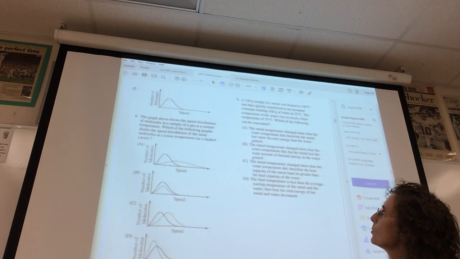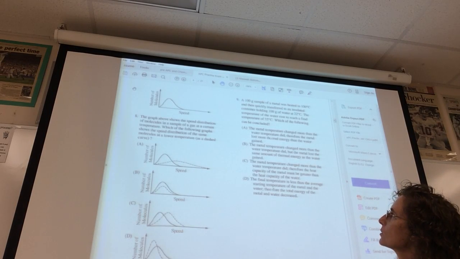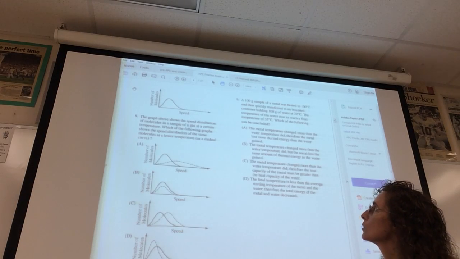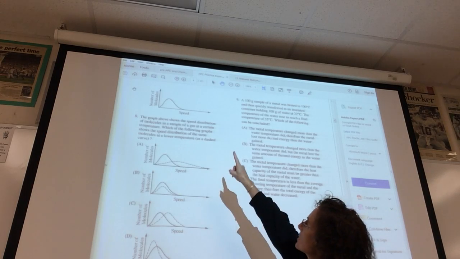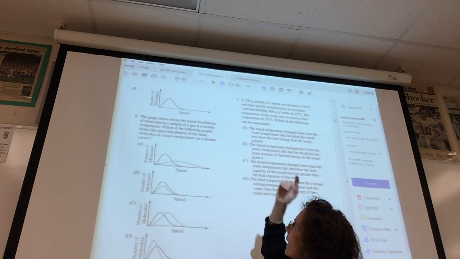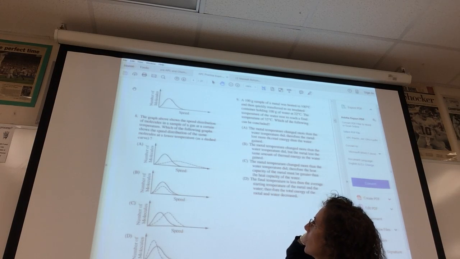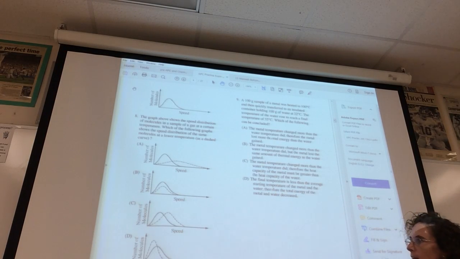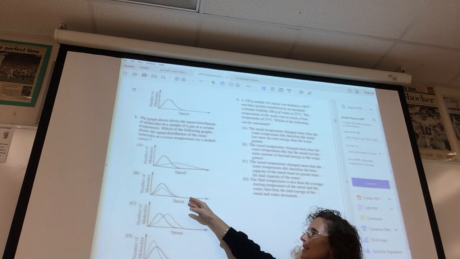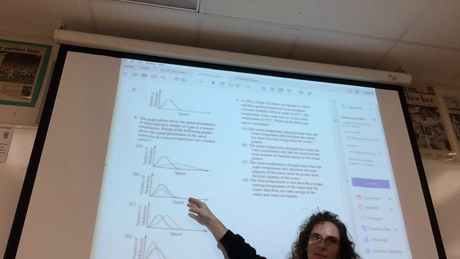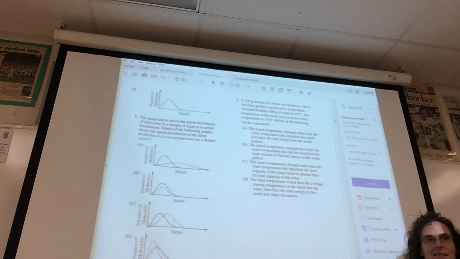It says, the graph above shows the speed distribution of molecules in a sample of a gas at a certain temperature. Which of the following graphs shows the speed distribution of the same molecules at a lower temperature as a dashed curve? So that's what they give you up at the top, and you want to see at a lower temperature. Now right away you know it's not C, correct? And B, that looks like a catalyst, right? You're between A and D.